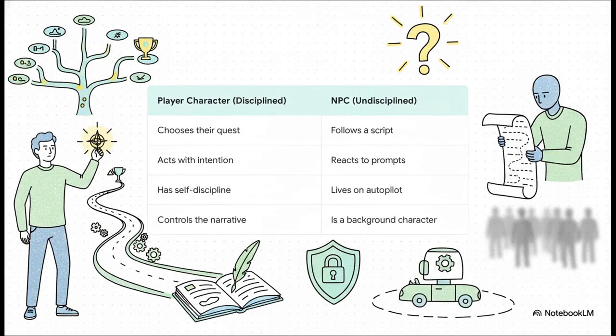And this right here, this breaks down that core difference perfectly. Over on the left, you see the player character's world. It's about discipline. It's choosing your own quest, acting with real intention, and taking control of your own story. And on the right, that's the NPC mindset. It's undisciplined. It's just following a script, reacting to whatever happens and, well, living on autopilot. Kind of like a background character.